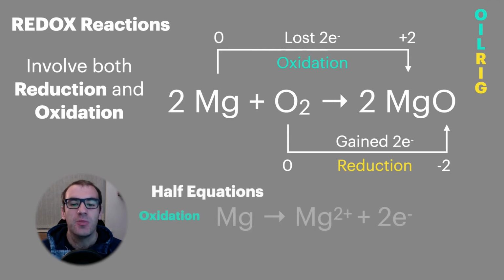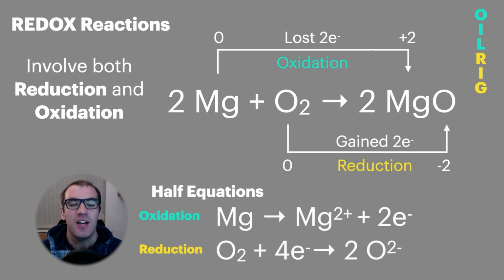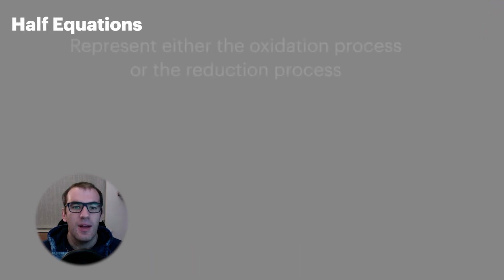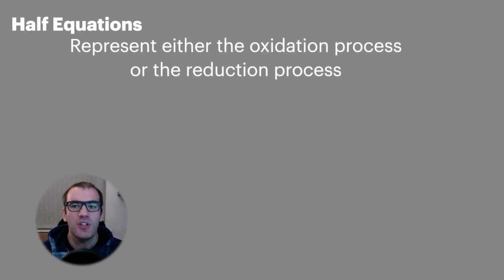It is possible to split apart the oxidation and reduction processes to form 2 half equations, and this is what we're going to look at next. Each half equation will only show the oxidation or the reduction of one of the reactants. A redox equation will be made up of 2 half equations.